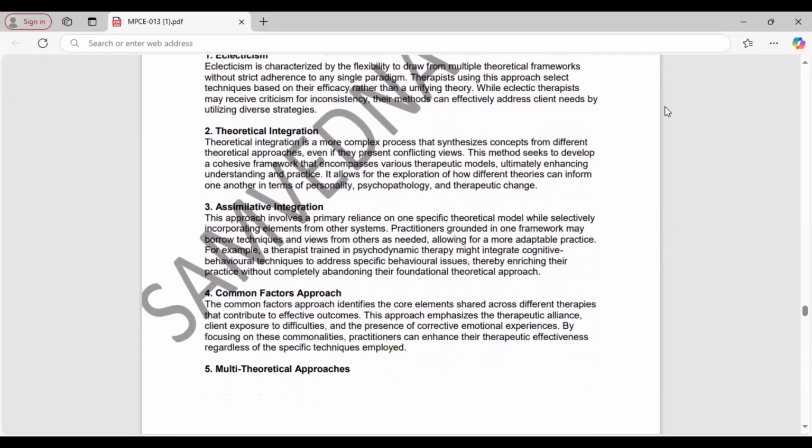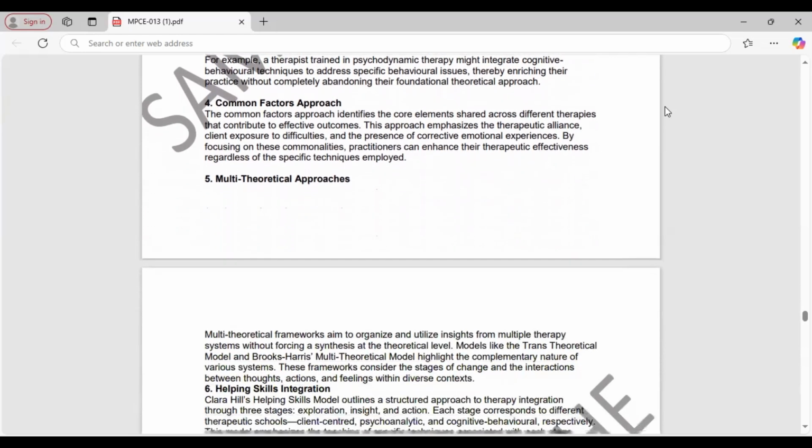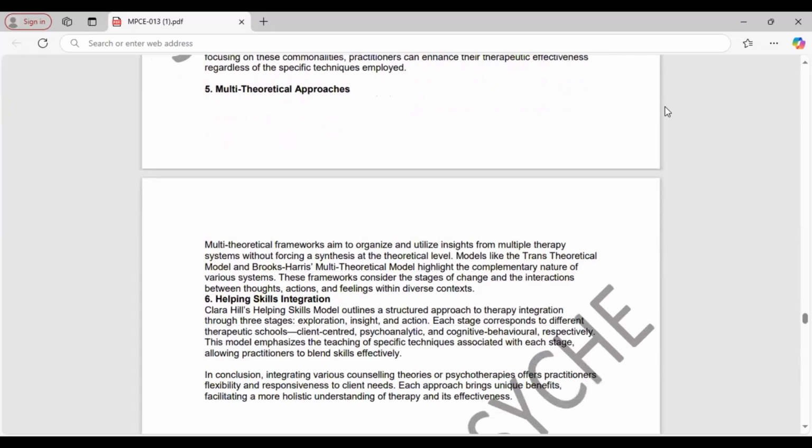Common factor approach. This method identifies core elements shared across different therapies that lead to effective outcomes such as therapeutic alliance and corrective emotional experiences, enhancing effectiveness regardless of specific techniques used. Multi-theoretical approaches. These frameworks utilize insights from multiple therapy systems without forcing a synthesis. Models like the trans-theoretical model recognize the complementary nature of various systems, considering interactions between thoughts, actions, and feelings. Helping skills integration.